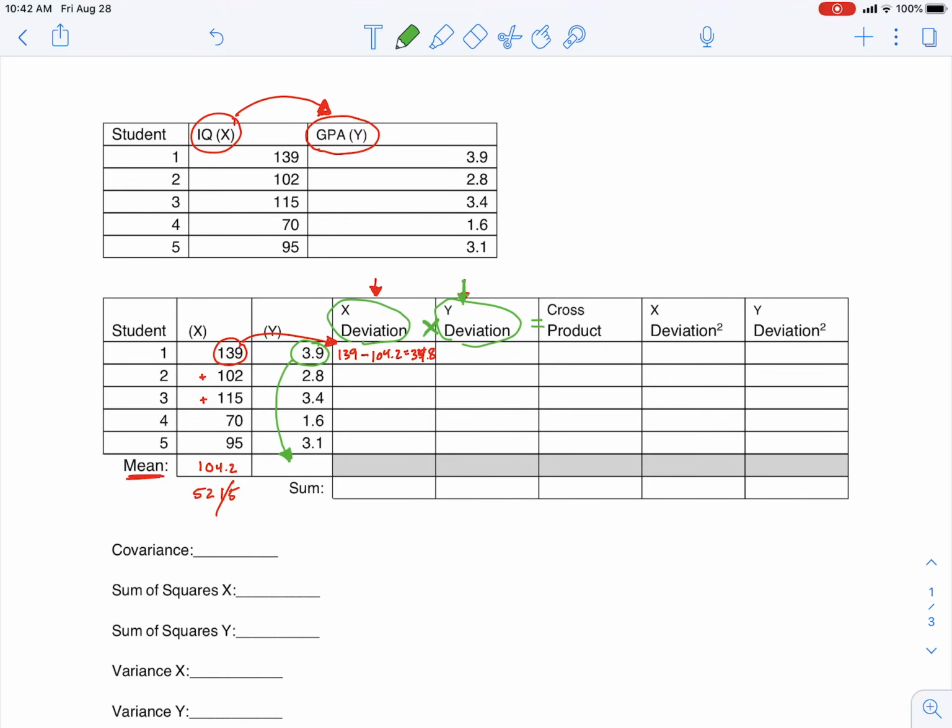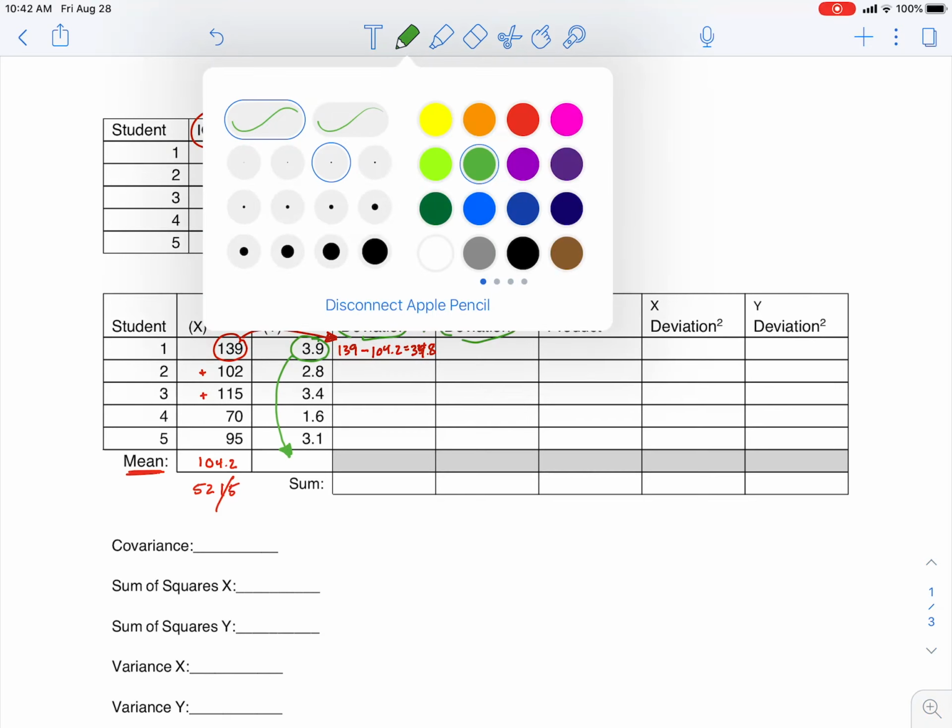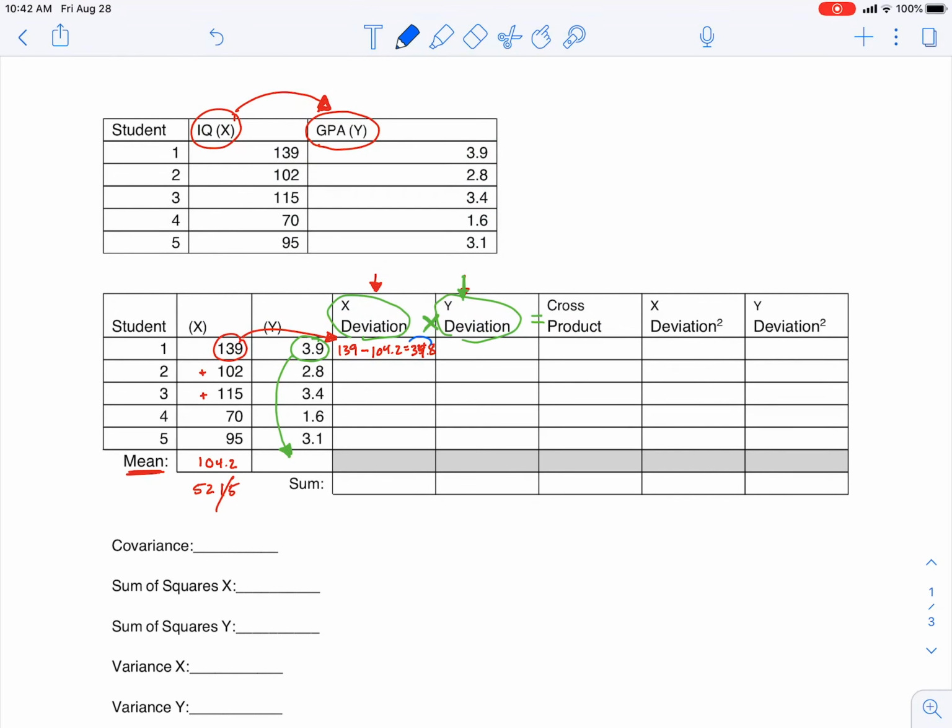Next, we're going to do the x deviation squared. So you're going to take, let's give you a different color here, you're going to take this x deviation and you're going to square it to give you that x deviation squared and the y deviation squared. In the end, you're going to sum up each one of these columns to give you the total amount of x deviations, the sum of the y deviations, the sum of the cross products, and then the sum of the squares x, sum of the squares y.